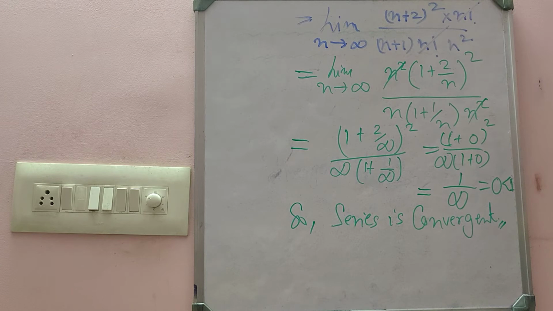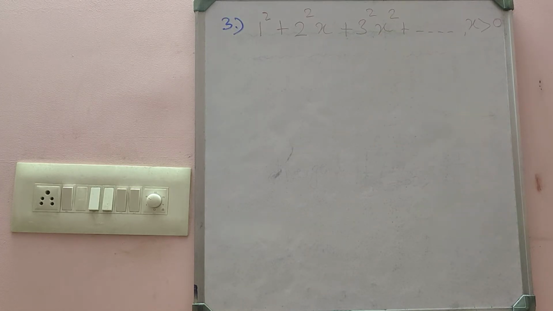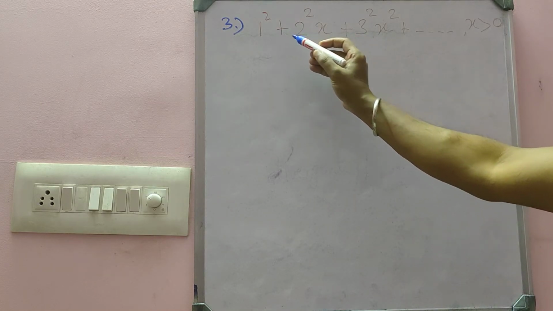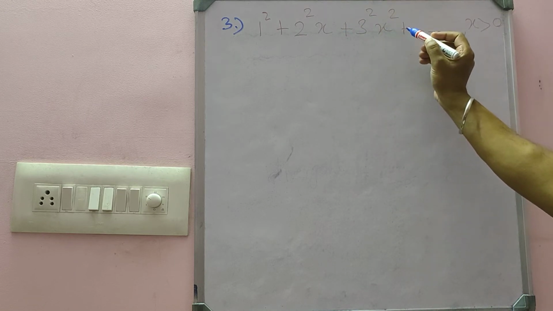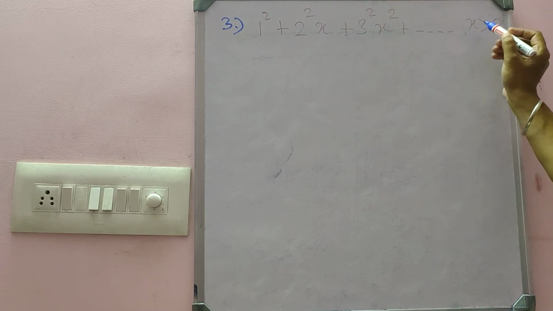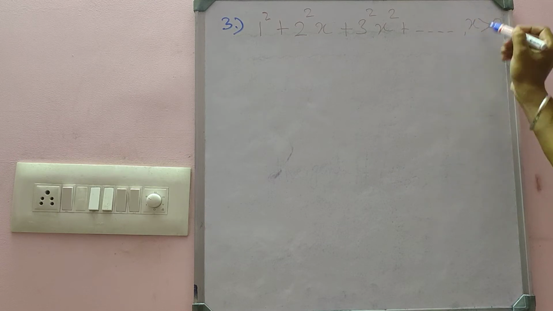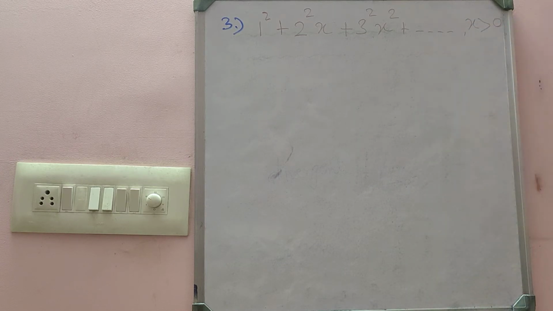So we have taken 2 problems. Now we also have to take some more problems. Next, the third problem I am taking. Our series is 1 square plus 2 square into x plus 3 square into x square plus so on, where x is greater than 0, means x is positive.